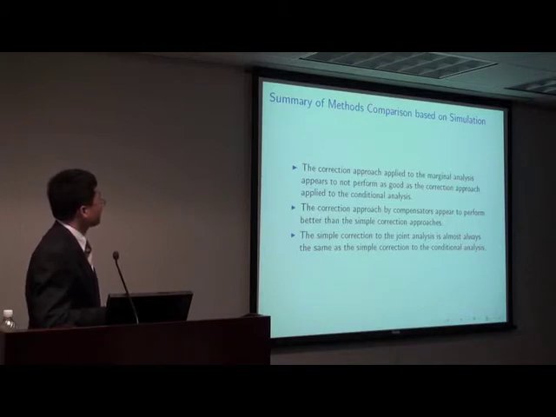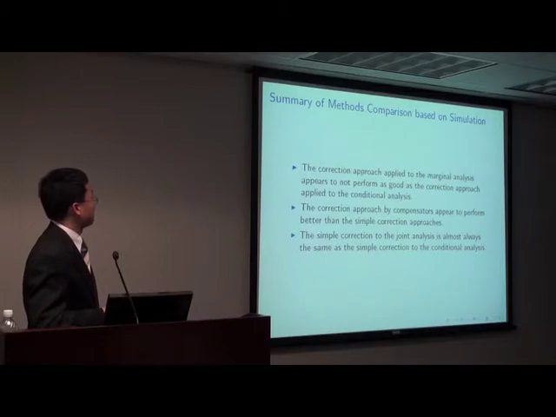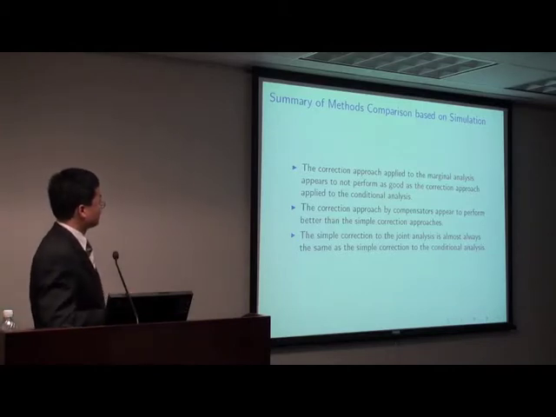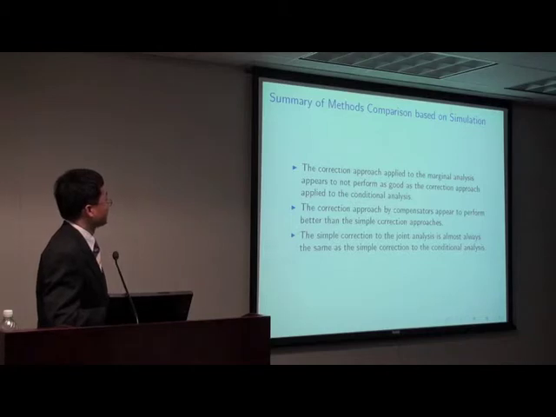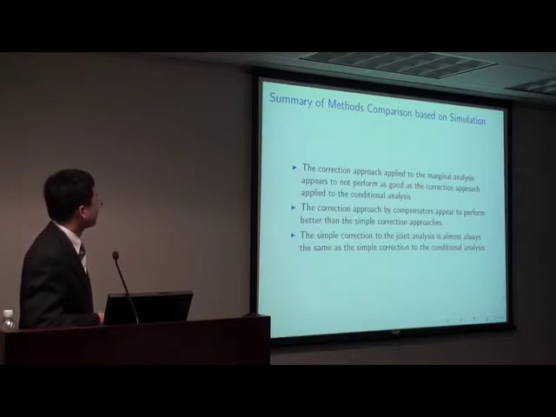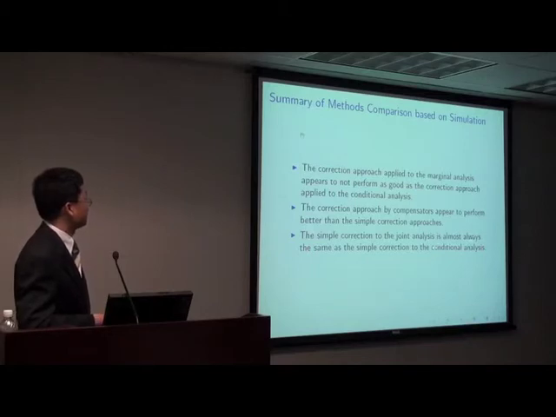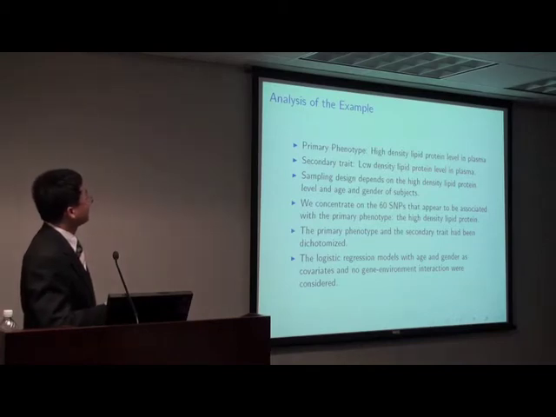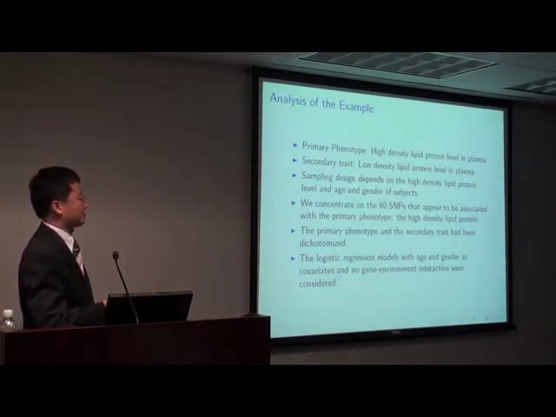Okay. The correction approach using a compensator performs better than the simple correction approach. But the difference is not that much. In view of the substantial computational burden you need to deal with, this direct correction is somewhat favored. So in practice, we can do this correction to the joint analysis. The reason is the variance estimate. When you do inference, it's easy. And also the joint analysis isn't hard to do. It's quite straightforward.